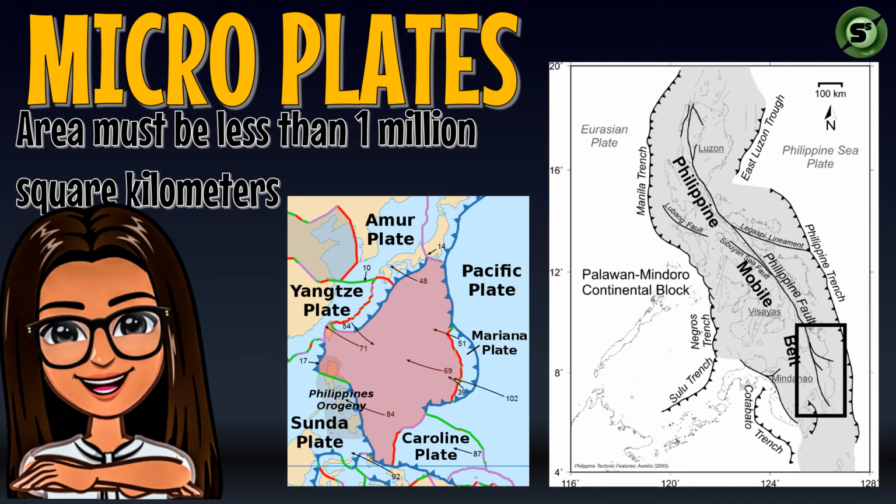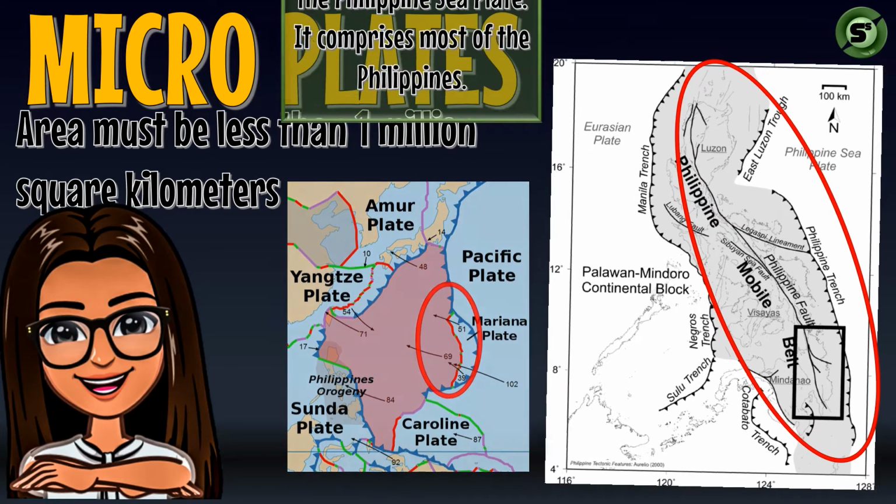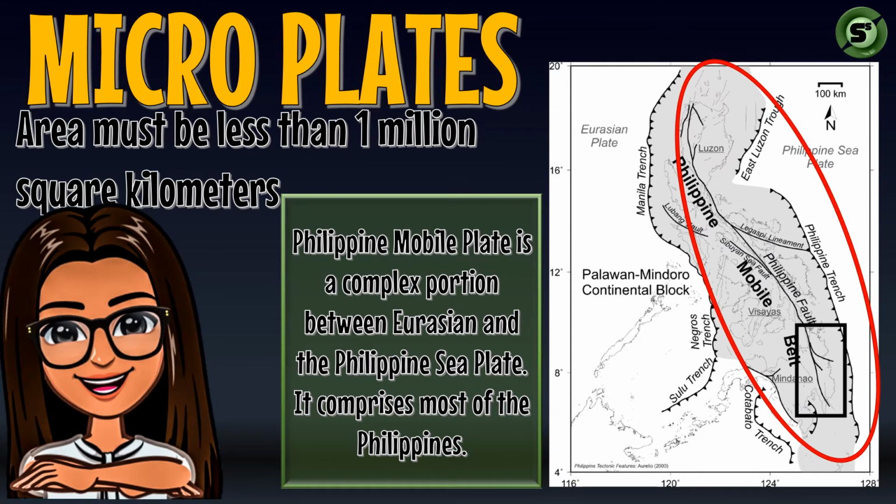Two examples of microplates are found in the Philippines. The Mariana Plate, which is a small tectonic plate west of the Marianas Trench, and the Philippine Mobile Belt, which is also called the Philippine Microplate. The Philippine Mobile Belt is a complex portion of the tectonic boundary between the Eurasian and the Philippine Sea Plate. It comprises most of the country of the Philippines.